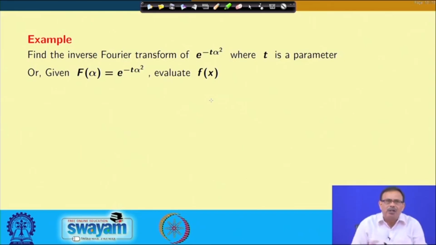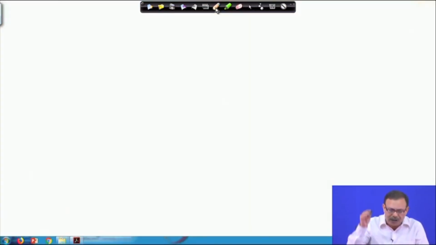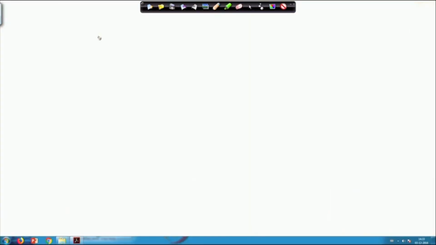Let us take one more example: find the inverse Fourier transform of e power minus t alpha square, where t is a parameter. Or I can pose the problem like this: the Fourier transform of a function is known to me, which is e power minus t alpha square. I have to find out what f of x is, using the inversion. So, let us see this one.